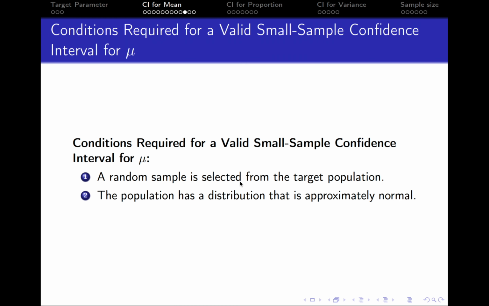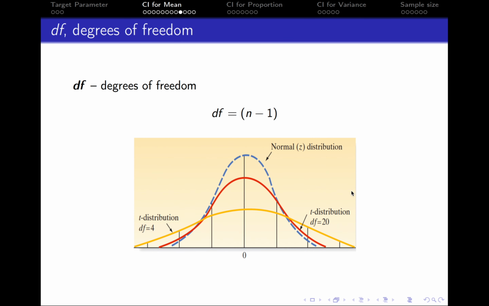And similar to the case of large sample, this confidence interval has also got its own conditions. So first of all, a random sample must be selected from the target population, and this condition is the same as in case of a large sample. And we also need to make sure that the population has a distribution that is approximately normal. So this type of situation, when the mean value is in the middle and with the increase in the degrees of freedom, we are getting closer and closer to the normal distribution.